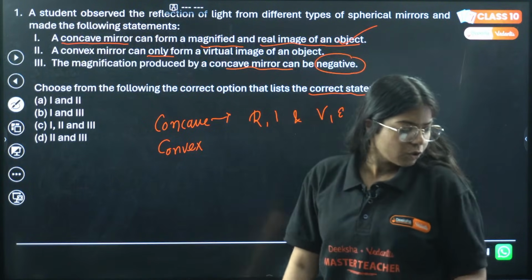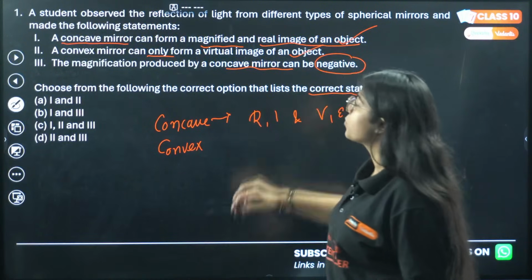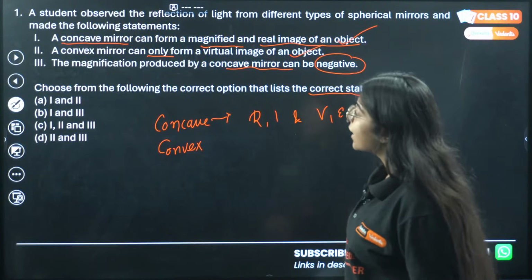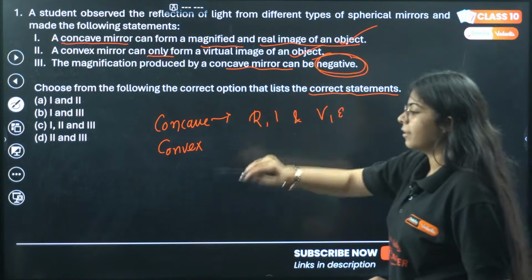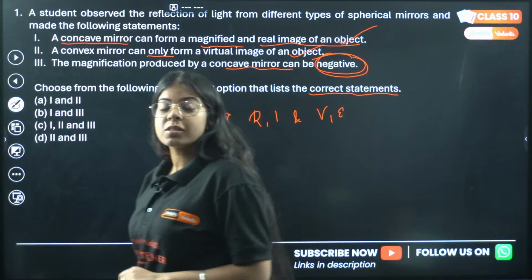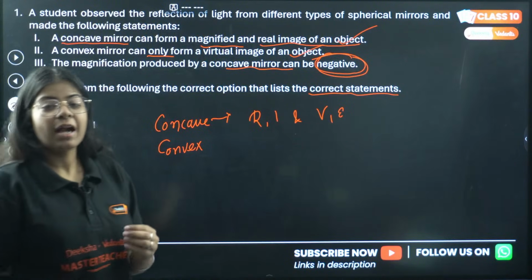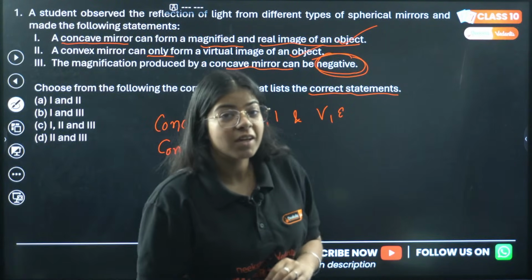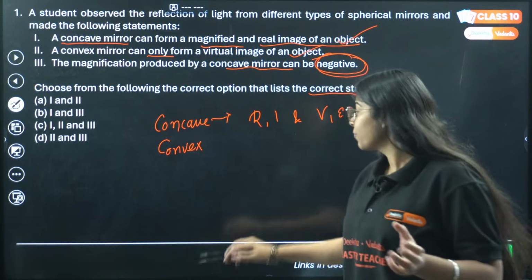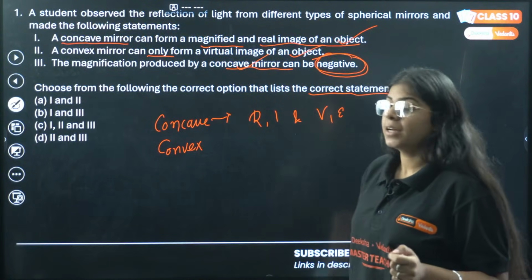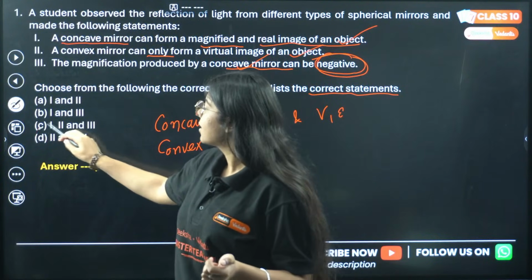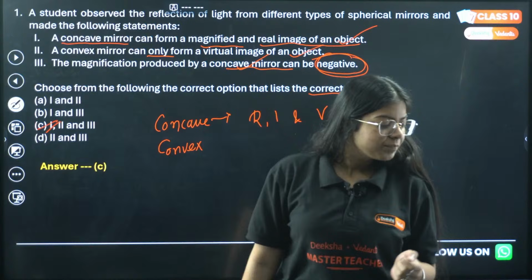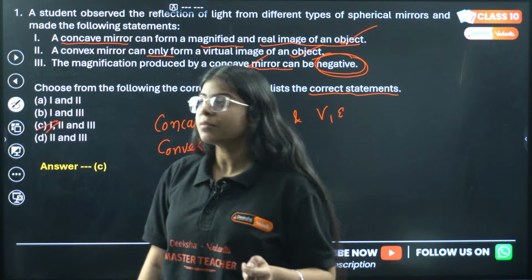That is true. We know that. So option B is also correct. Then it says the magnification produced by a concave mirror can be negative. A concave mirror produces a real inverted image, and for a real inverted image the magnification is negative. So this statement is also correct. So the answer is C. Can we move to the next question?